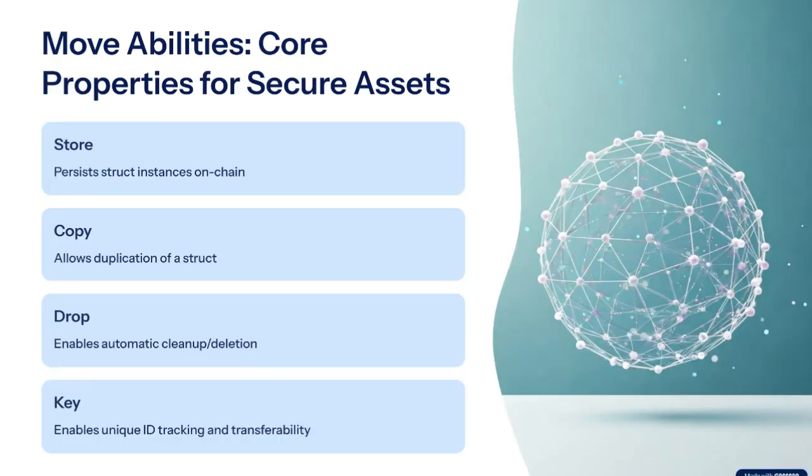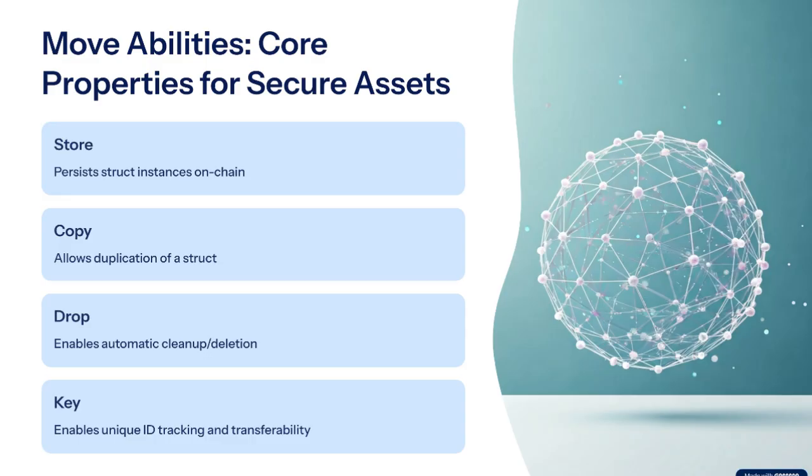Abilities are permissions glued to the struct definition itself. Store is the default workhorse. You need it to persist an instance anywhere. Add copy when duplication is harmless. Add drop when you're fine with automatic cleanup. Finally, key signals the runtime to track a UID and allow object transfers.